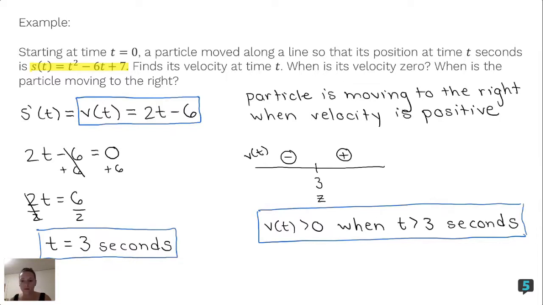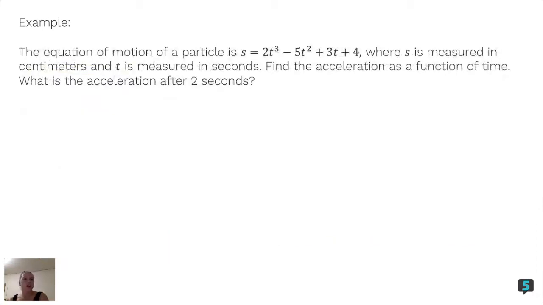No? All right, here's our next one. This time we have the equation of motion of a particle is s equals 2t cubed minus 5t squared plus 3t plus 4, where s is measured in centimeters and t is measured in seconds. Find the acceleration as a function of time, and it also asks what is the acceleration after 2 seconds.